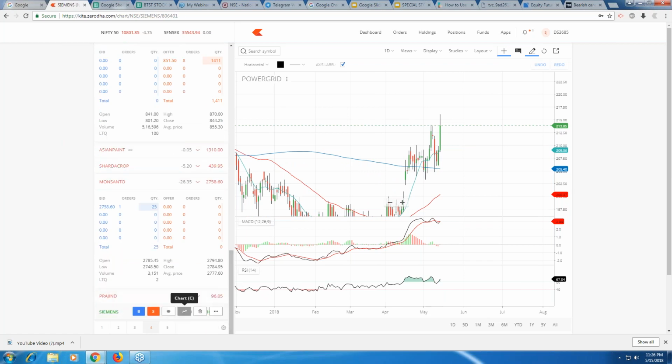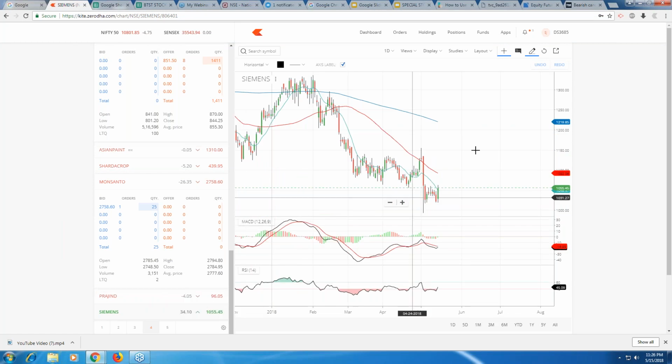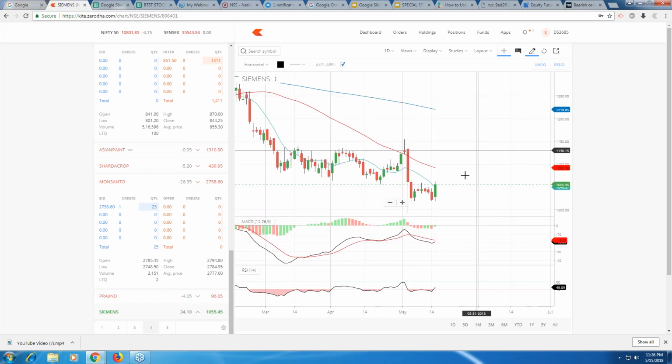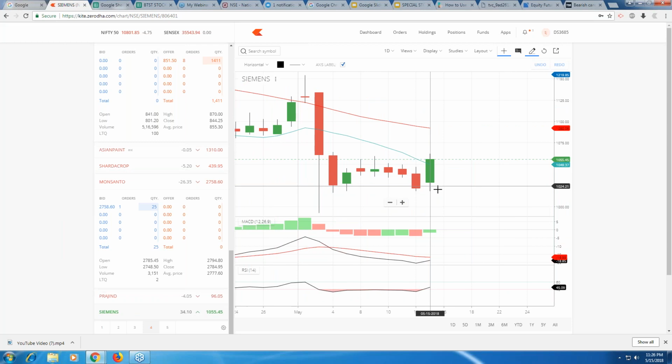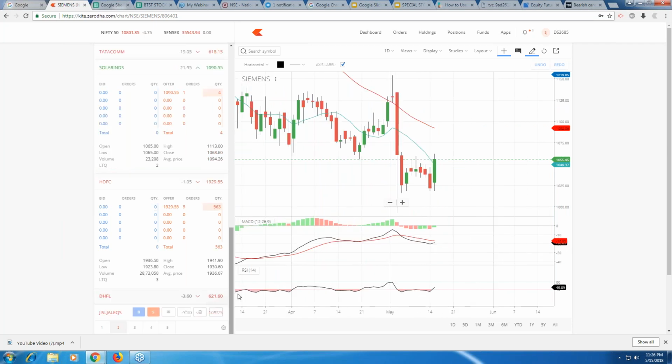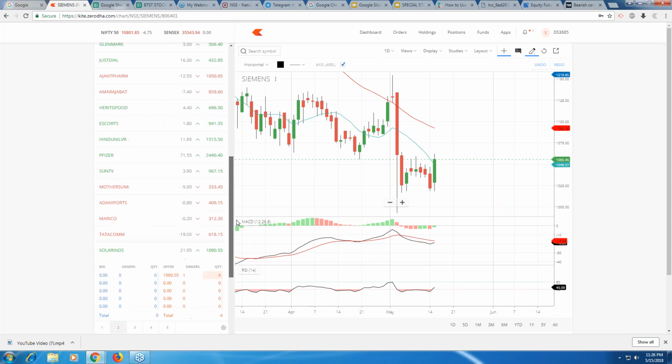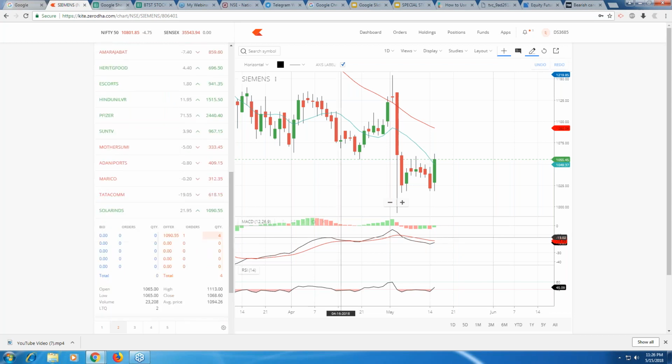For tomorrow, on my radar is Siemens. Siemens had a piercing candle today, or rather I would say not piercing, it opened gap up and then it bullishly went up. So two stocks that I have for tomorrow on my radar are Just Dial and Siemens. Let's see how they perform tomorrow, right? I'm going to write the price over here for today so that we can check tomorrow what's happening in these two stocks.